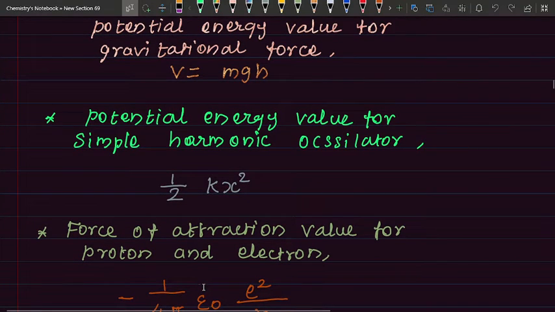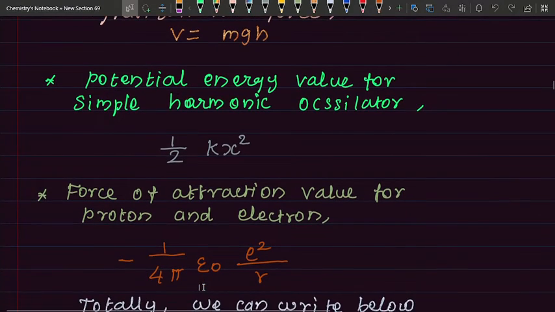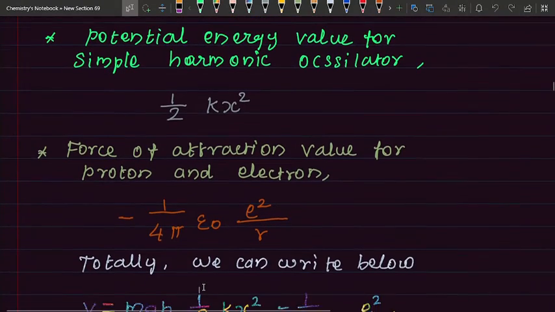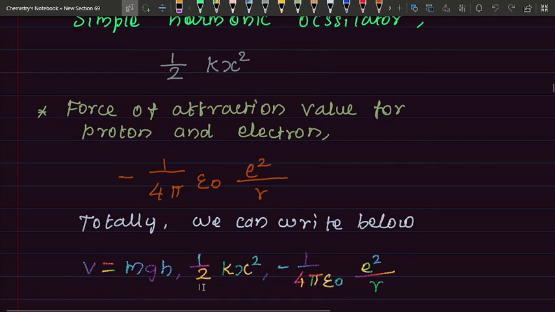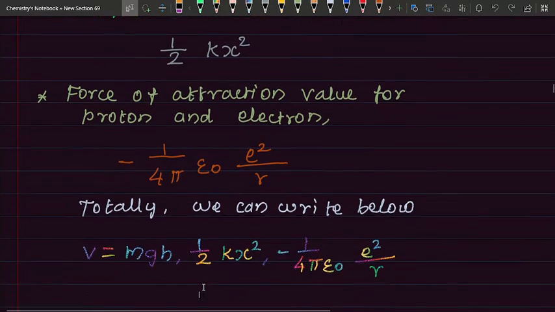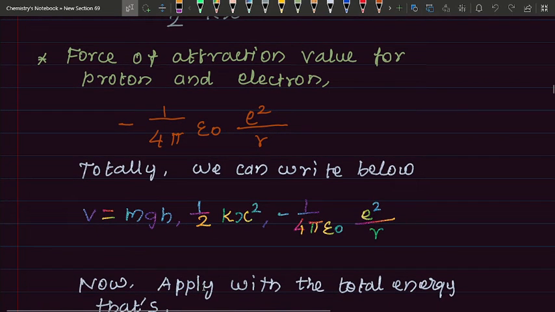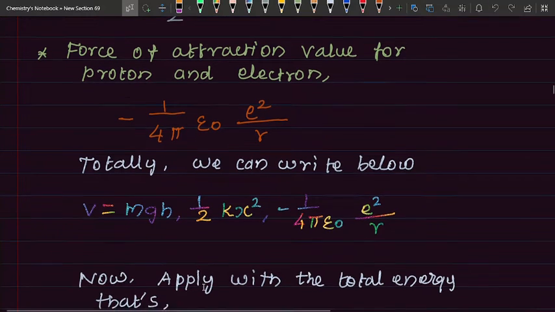The force of attraction value for proton and electron becomes minus 1 divided by 4 pi epsilon naught, e square divided by r. Totally we can write V equals mgh, or 1 by 2 kx square, or minus 1 by 4 pi epsilon naught, e square by r.